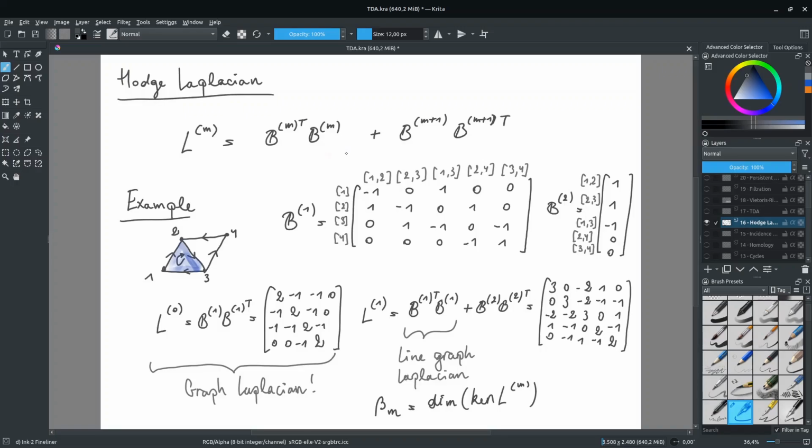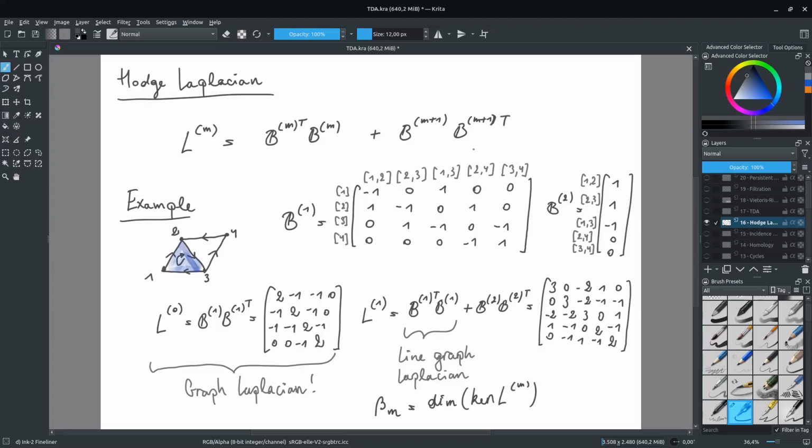I take an m chain, I go back down to an m minus 1 chain, and then I go up again. Here I take an m chain, I go to an m plus 1 chain, and then go back down to an m chain again. So it's sort of communication at the two levels above and below. Notice that this is going to be a symmetric matrix, and okay, I can construct it for this example.